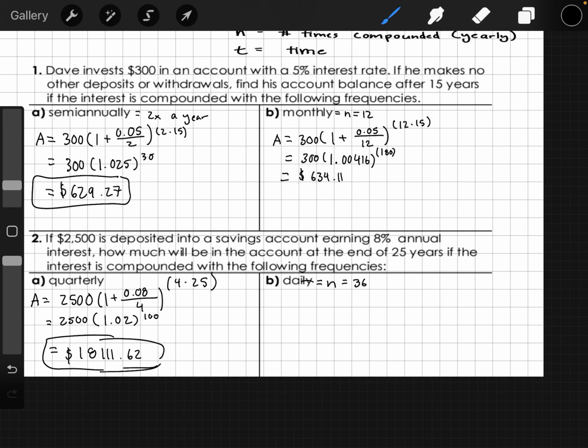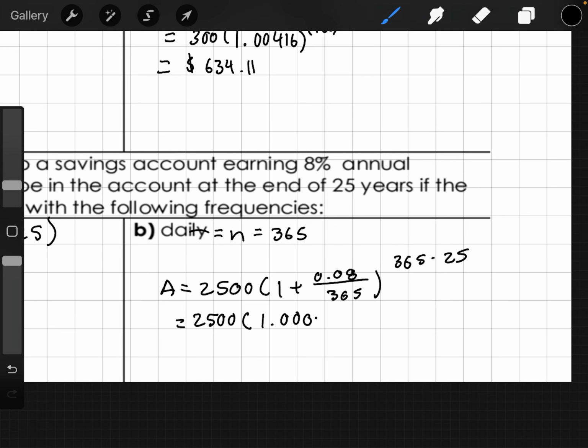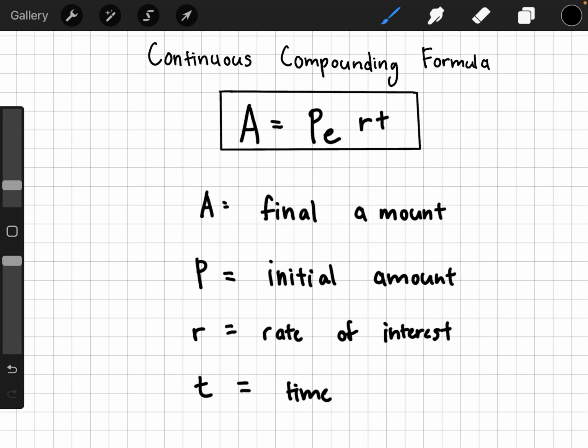Now it's asking for a daily frequency. So there's 365 days in a year, so n equals 365. A equals 2,500 times 1 plus 0.08 over 365 to the power of 365 times 25. So 2,500 multiplied by 1.000219 to the power of 9,125. That equals $18,468.50.